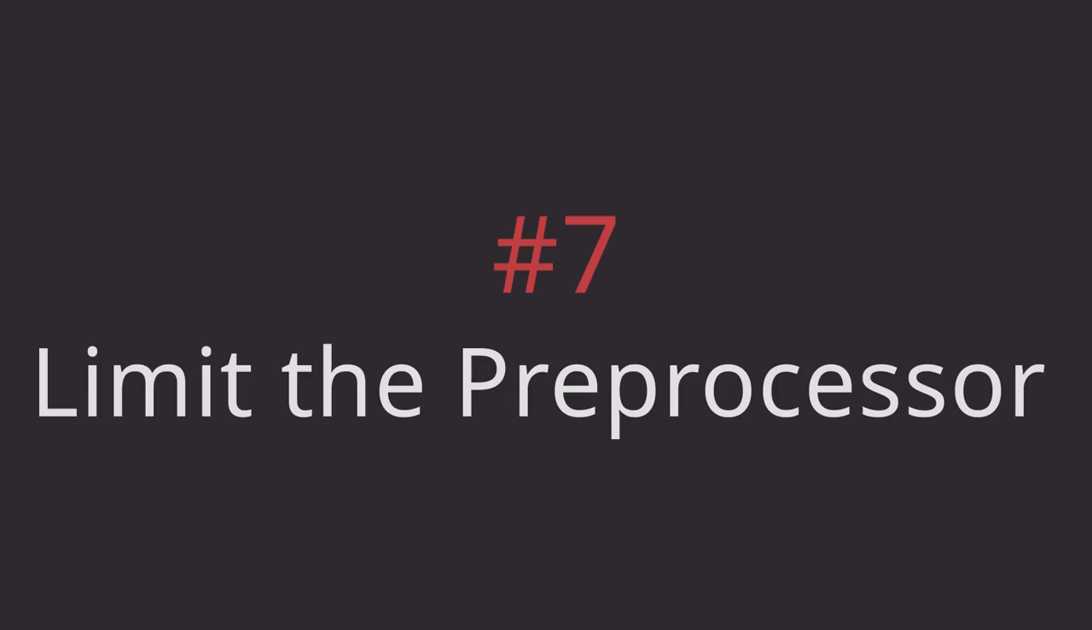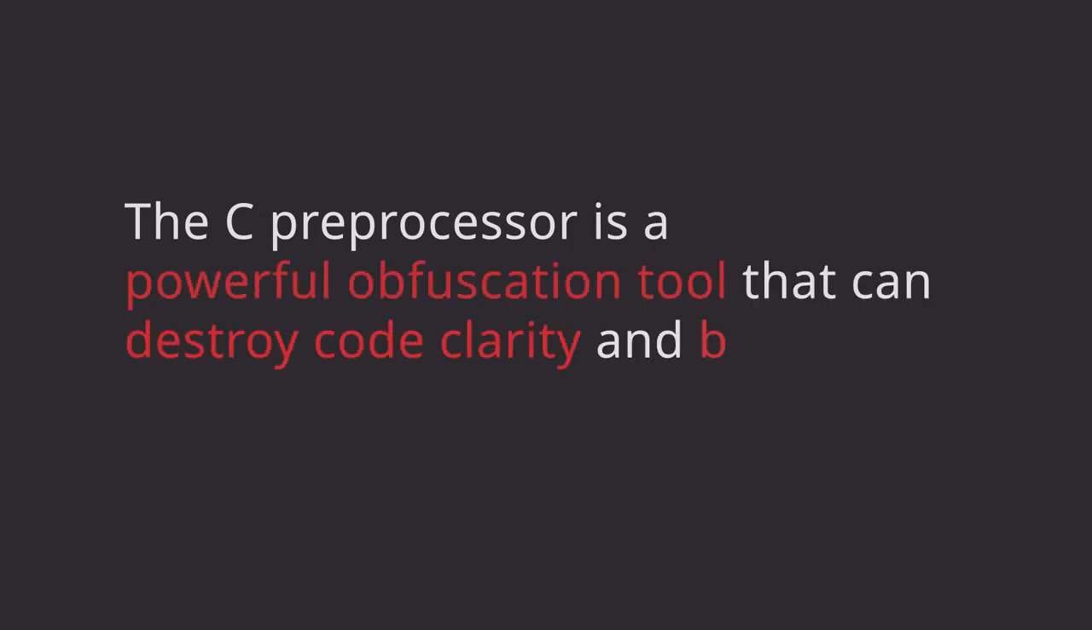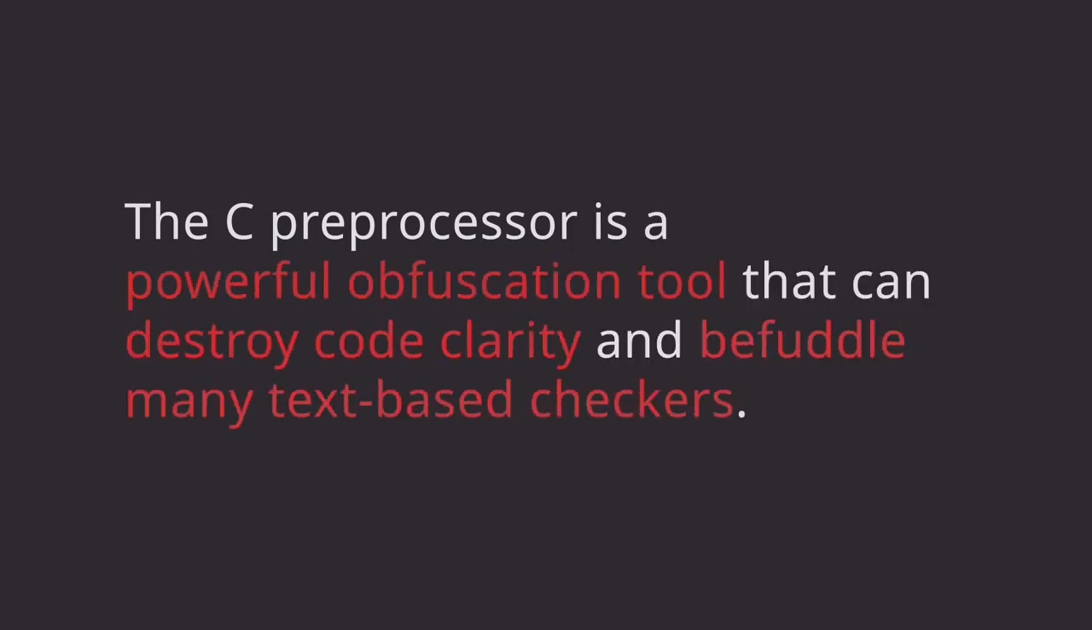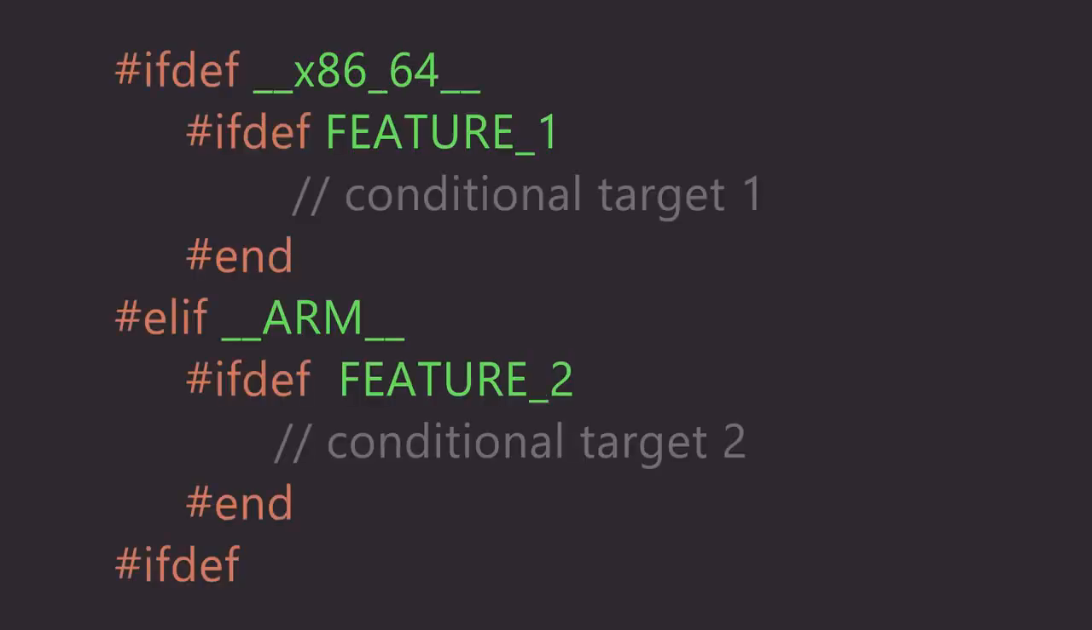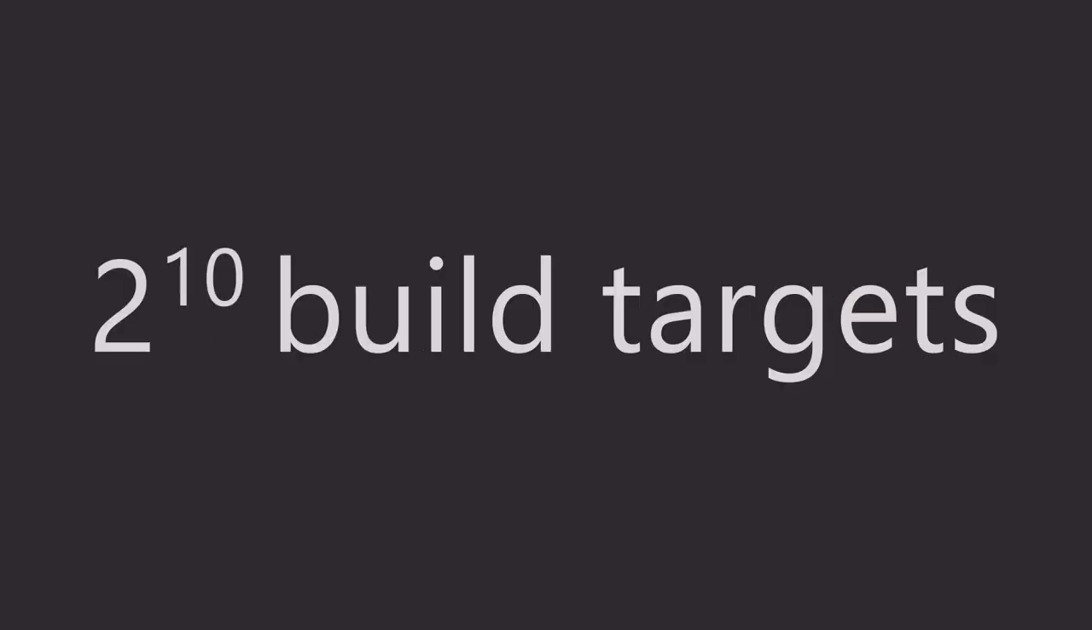NASA limits the use of the C preprocessor to file inclusions and very simple conditional macros. The reason for this is the Power of 10 calls out the C preprocessor as a hidden code obfuscator that can destroy code clarity and befuddle many static code analyzers. The Power of 10 specifically calls out conditional compilation, or having flags that change your code at compile time. For example, if you have 10 different flags that can be changed at compile time, you essentially create 2 to the power of 10 compilation targets that need to be tested, exponentially increasing the testing requirement of your code. This makes the code hard to scale and hard to test.